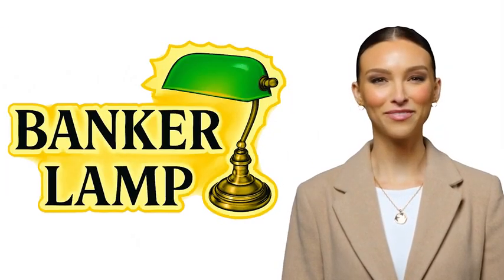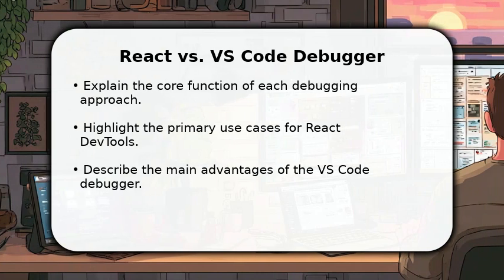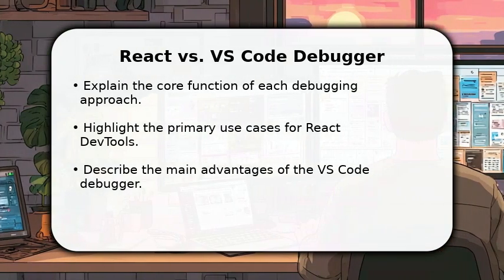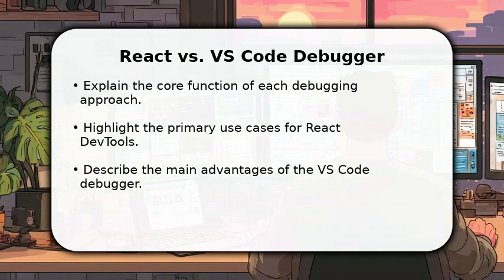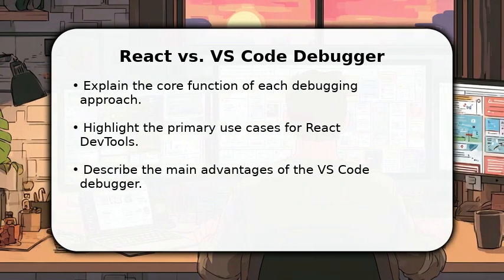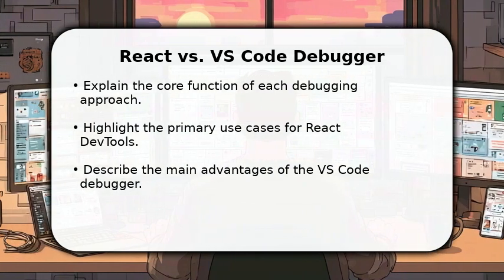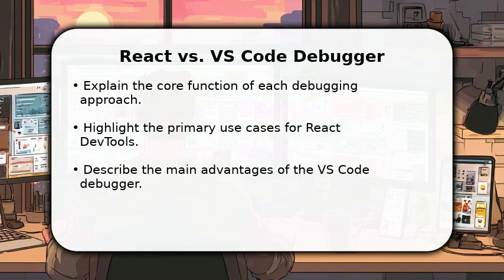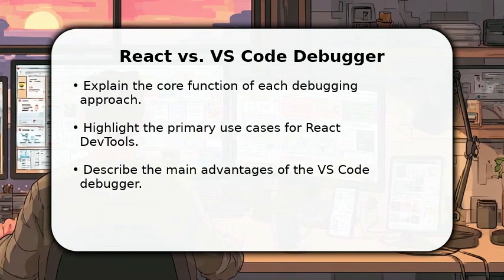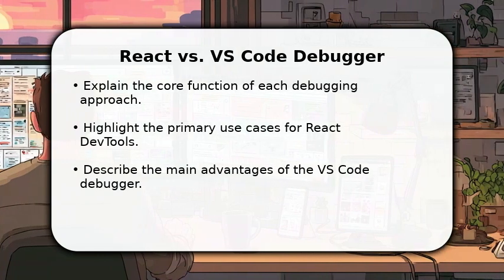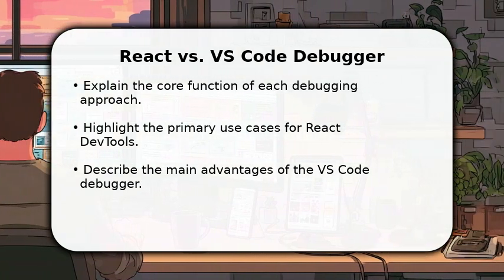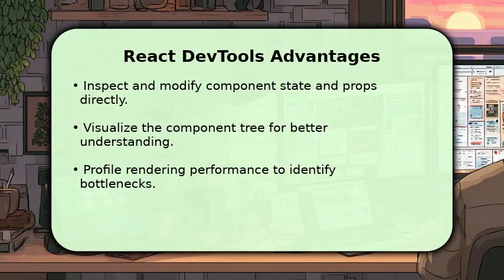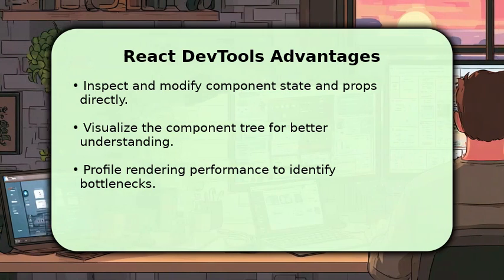Please enjoy the video. In this video, I will compare React DevTools versus the VS Code Debugger. React DevTools focuses on the component tree, state, and props, offering a specialized view for your user interface. The VS Code Debugger, on the other hand, provides a robust environment for stepping through your JavaScript code, inspecting variables, and understanding execution flow. We'll explore how each tool excels in different scenarios, helping you choose the best approach for your debugging needs.